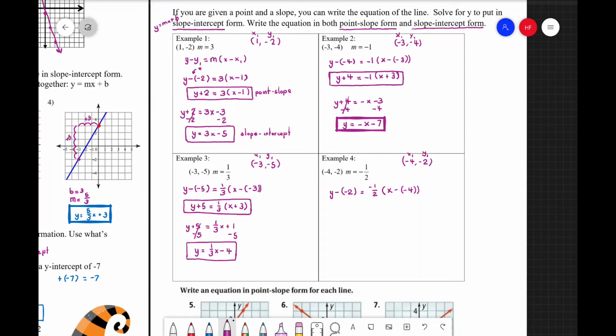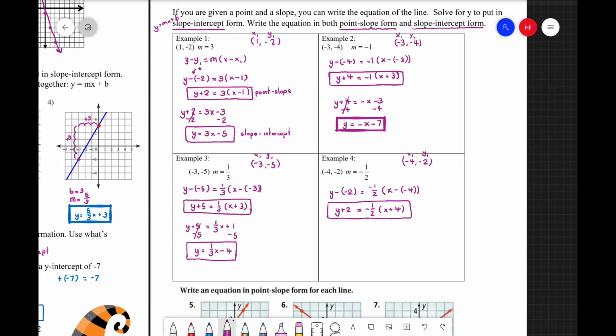So now I have double negatives. This won't happen every time. So we saw on example 1 that it only happened with the y, and then on each of these other examples it's happening both times. Sometimes it won't happen at all. It just depends on where your negatives are. So in this case we have both negatives, so we're going to have to change both of them to positive since we've got minus a negative. So y plus 2 equals negative 1/2 parentheses x plus 4. That is my point slope.